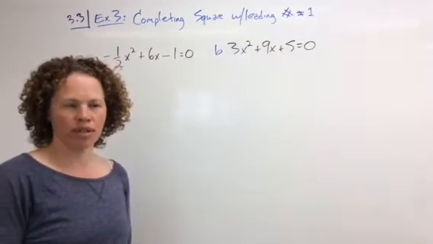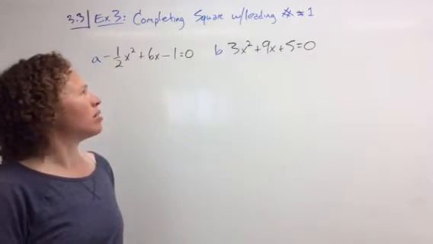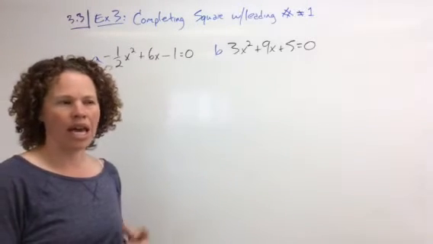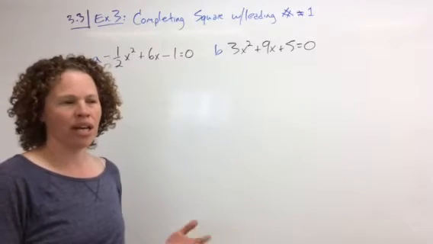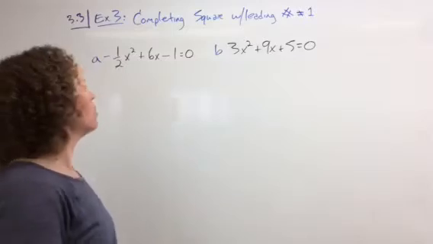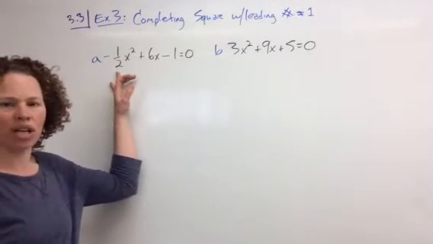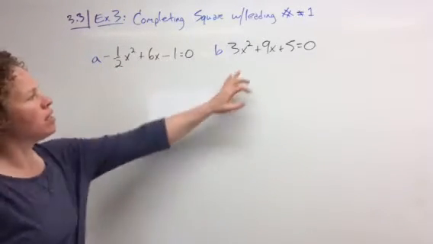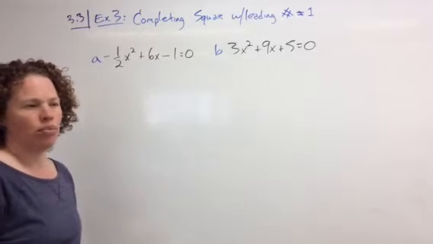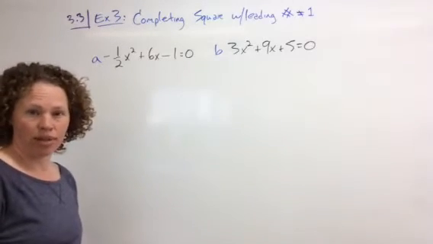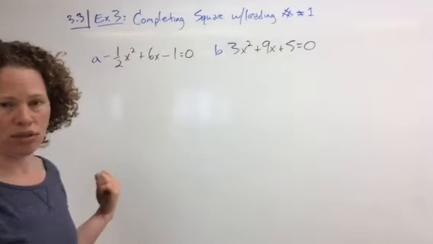So example 3 says you're supposed to solve by completing the square when a is not equal to 1. A just means your leading coefficient. So in this case, they've got a negative 1/2 here. And in this case, they've got a 3. So the last one we did, it was just x squared. That was easier.